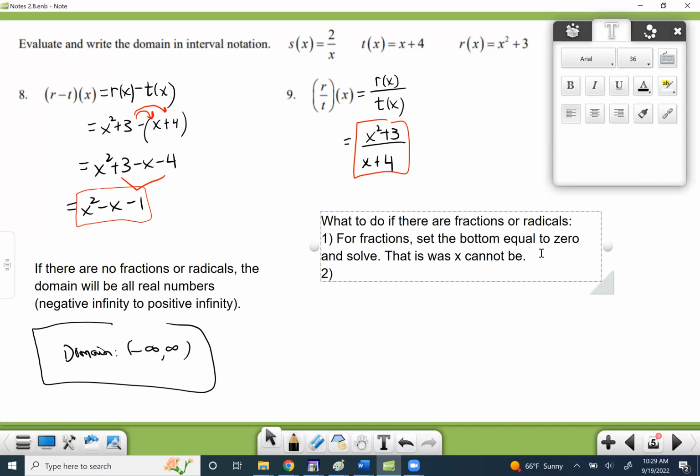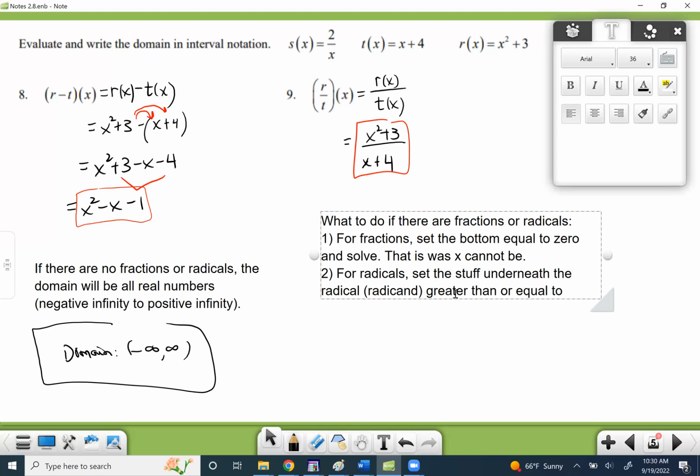All right, for radicals, set the stuff underneath the radical, the radicand in other words, right? I'll put that in so I'm more legit here. Set the radicand greater than or equal to 0. That is what x can be.